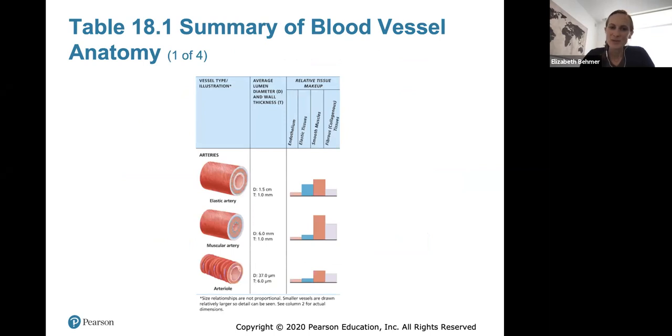This gives you the average lumen diameter size between the different types of arteries. So we'll go through these different types of arteries. Elastic arteries are the largest diameter.